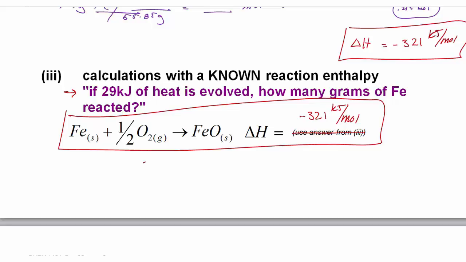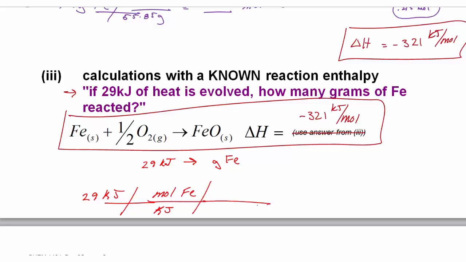So we can straightforwardly convert 29 kilojoules all the way to grams of iron. All we need is probably some molar masses and a mole bridge. Let's try it. We'll have 29 kilojoules. I need to convert kilojoules to moles of iron, then convert moles of iron to grams of iron. In 1 mole of iron, I have negative 321 kilojoules, and the molar mass of iron is 55.85.